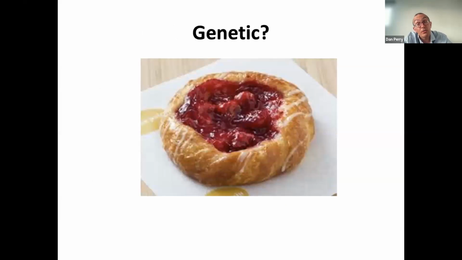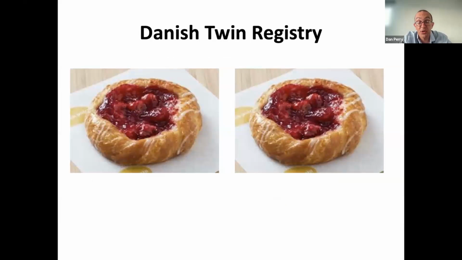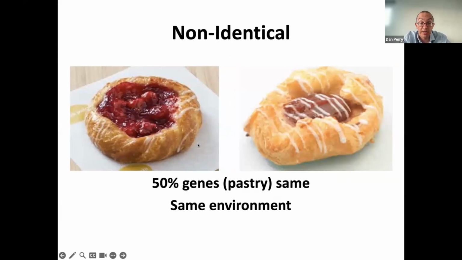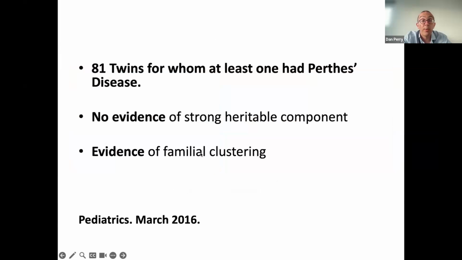So the one question I get asked all the time, and this will be on all of your minds, is: is it genetic? And the way we address this is we looked at the Danish twin registry. This is my funny joke for a Danish twin registry. So obviously if you've got identical twins, then they've got 100% of the same genes, and they live in the same environment. And if you compare that to non-identical twins, then they'll still live in the same environment, but they've only got half the same genes.